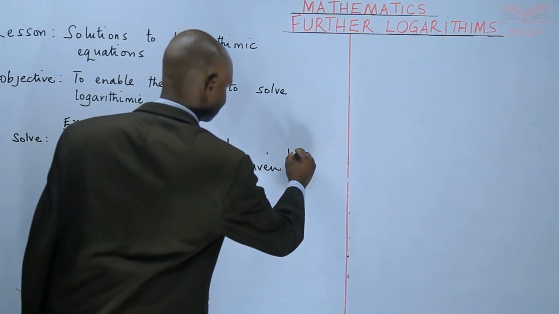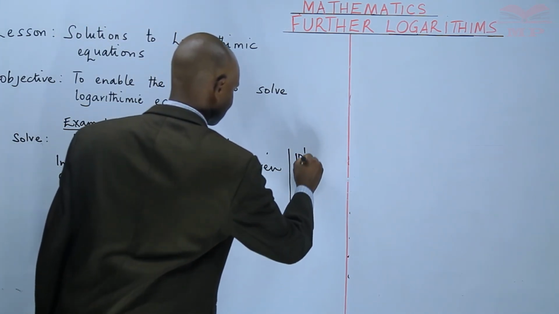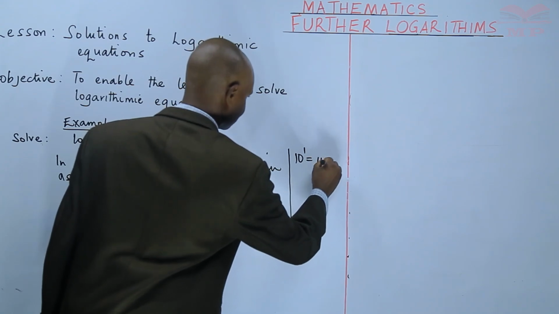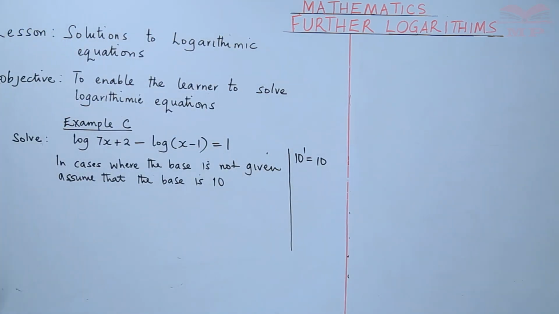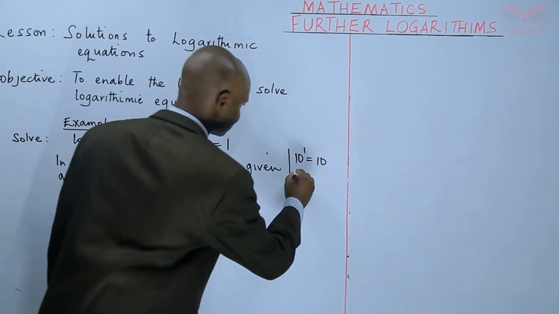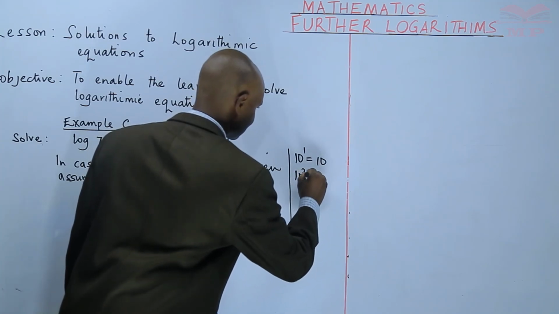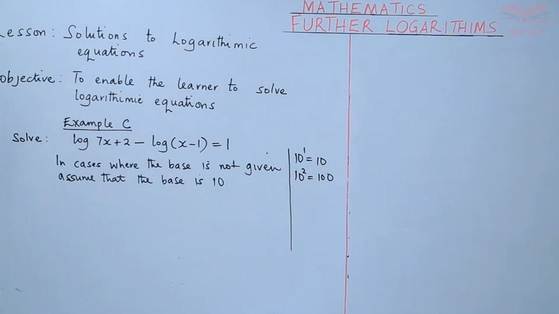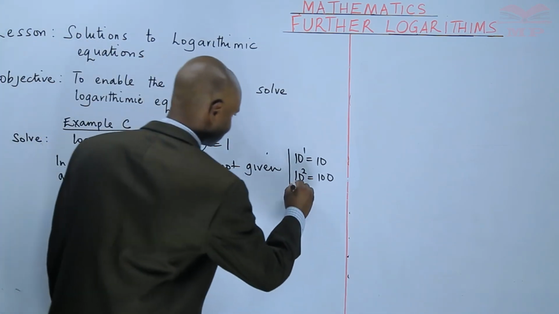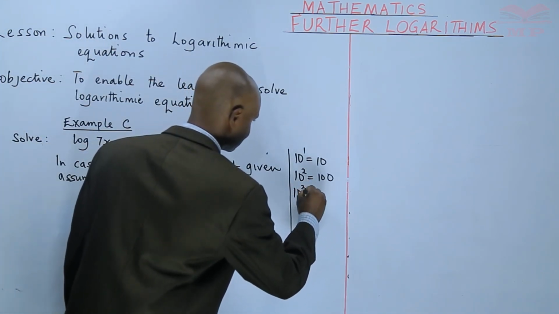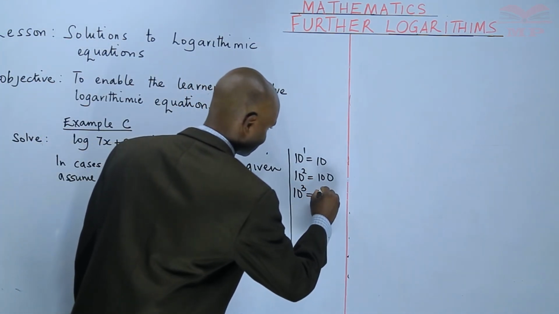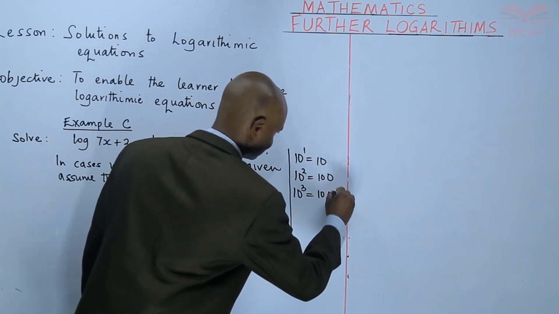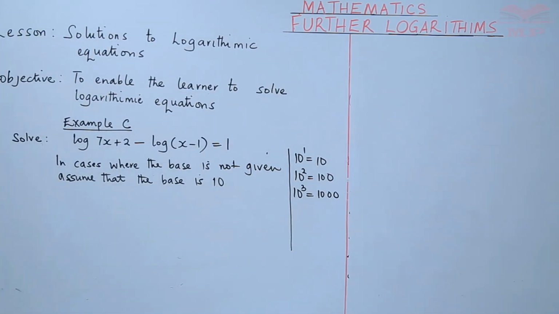If I have 10 raised to 1, that is equal to 10. If I have 10 raised to 2, that is equal to 100. If I have 10 raised to 3, that will give you 1,000. That is in index notation.